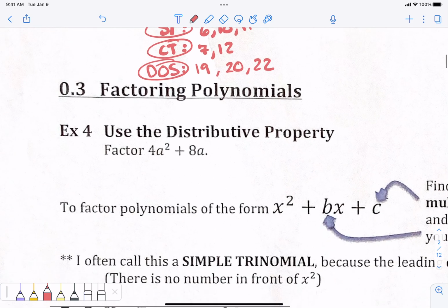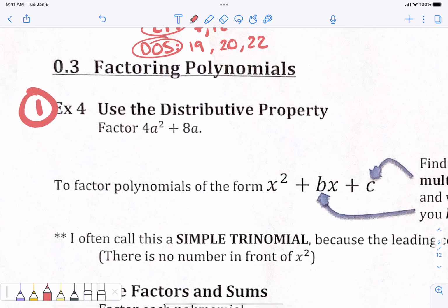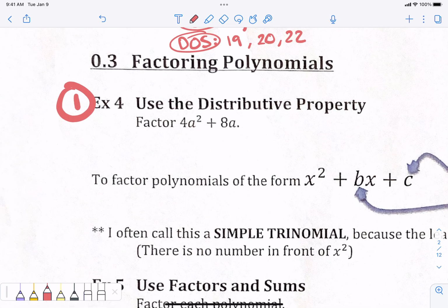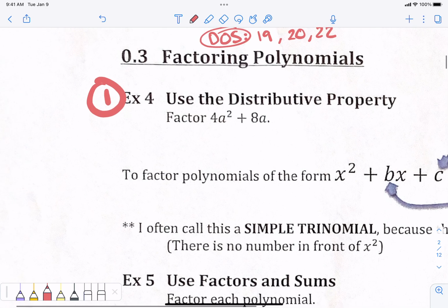Okay. All right. So the first method, put a number 1 on example 4. I don't know why it's labeled example 4. It's really example 1. But this is the greatest common factor method, or GCF. If you need to write out greatest common factor, you can, but this is the GCF, or greatest common factor method.